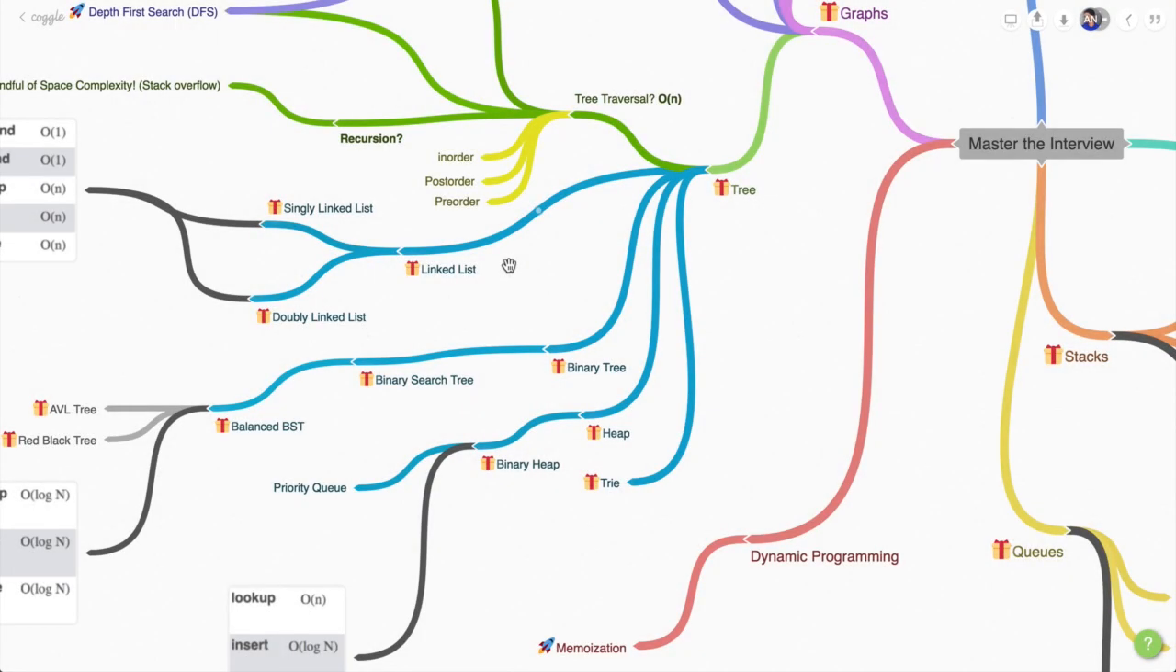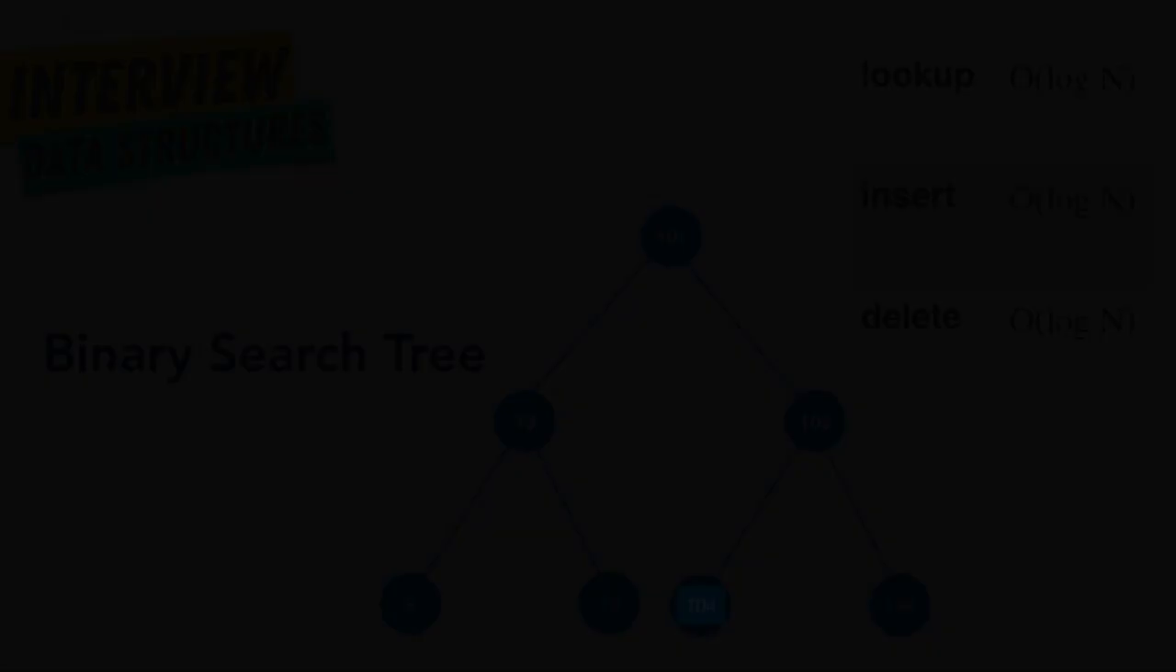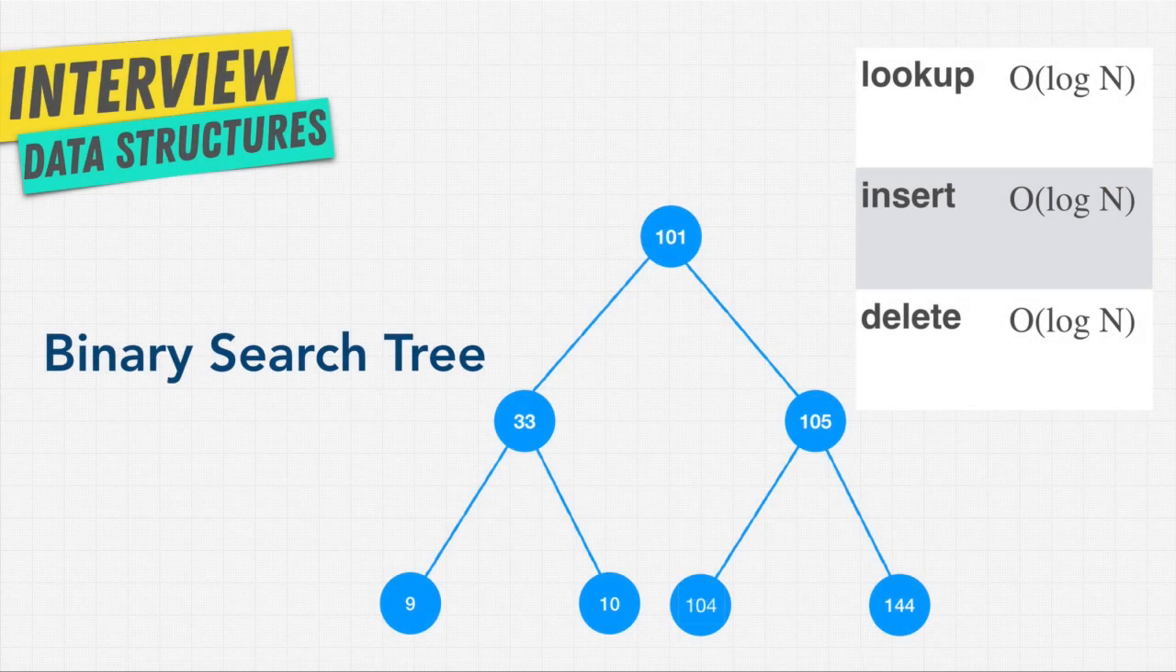Welcome back. Let's continue our discussion with the most common tree data structure. That is the binary search tree, which is a subset of binary tree, which we talked about. What is a binary search tree? Well, a binary search tree is really good, as the name suggests, at searching. They're great for comparing things.